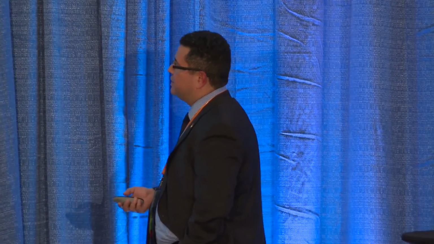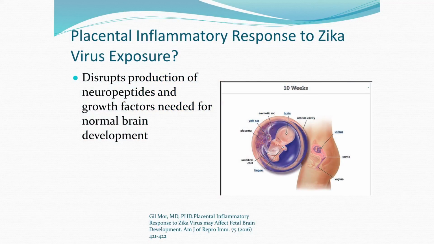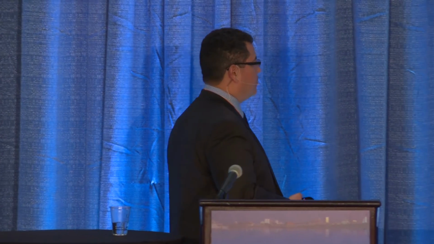Now, Gilmore, who's a professor, I think up in Connecticut, University of Connecticut, he wrote this paper in an attempt to think about why this is happening. And his theory is it basically disrupts the neuropeptides. And so this virus actually crosses into the placenta, affects the neuropeptides in some way, the growth factors that are needed to develop the normal brain. But more recently, not only does it affect the brain, but it affects other areas of the neural system in a particular fetus. And I'll get into that in a minute. So this is a theory.